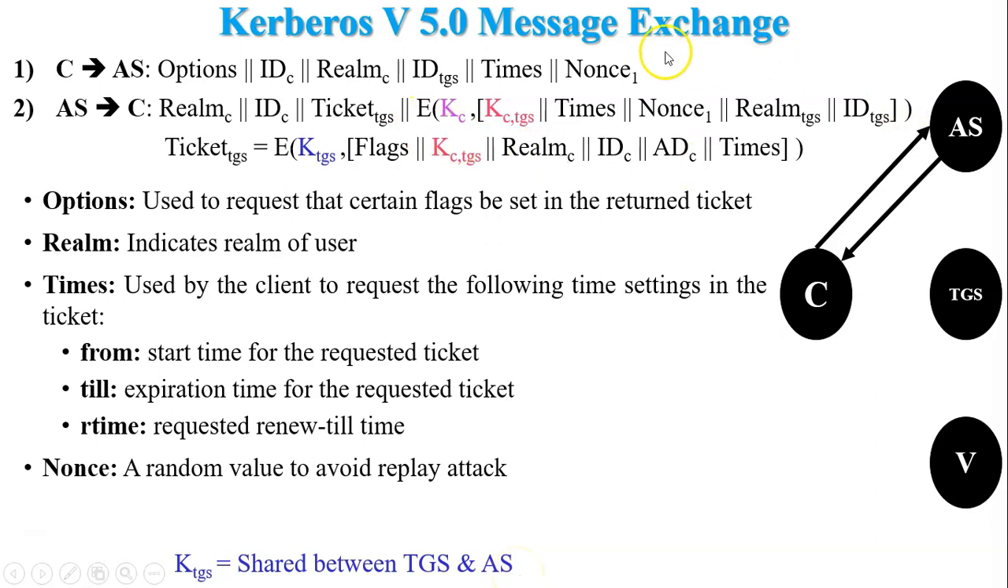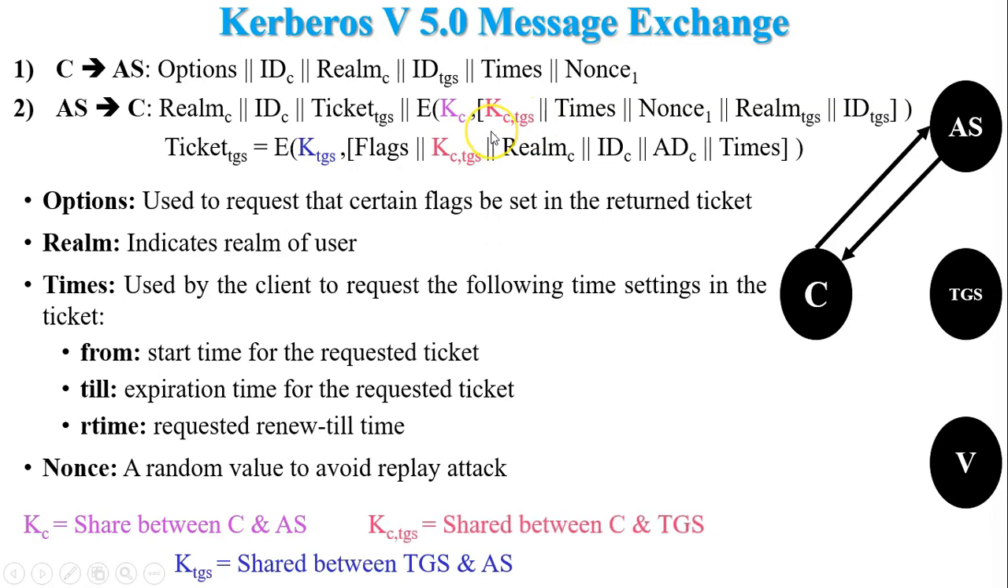So client will decrypt the last portion of the message which was encrypted using the key KC. The key KC is shared between the client and authentication server. So client will decrypt that last portion of the reply message and get the session key between the client and the ticket granting server, which is KCTGS. It is shared between the client and the ticket granting server. And the next fields are times, nonce and IDTGS, which were sent by the client to the authentication server. And one field is included by the authentication server, which is realm of TGS.